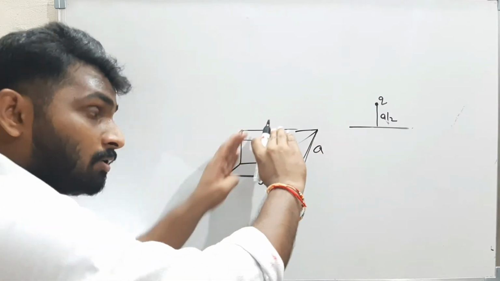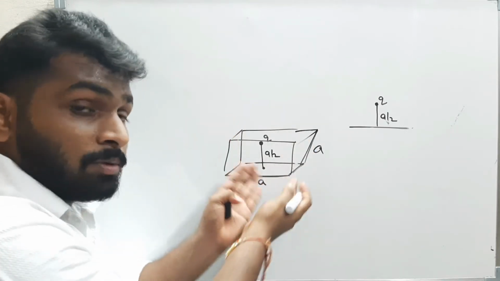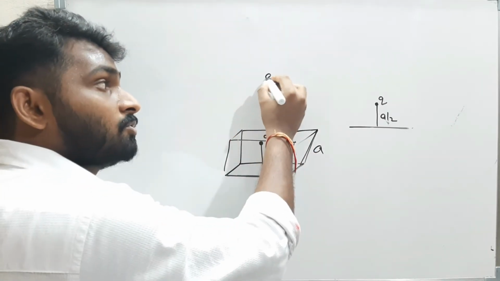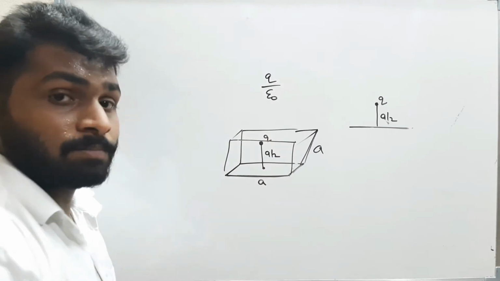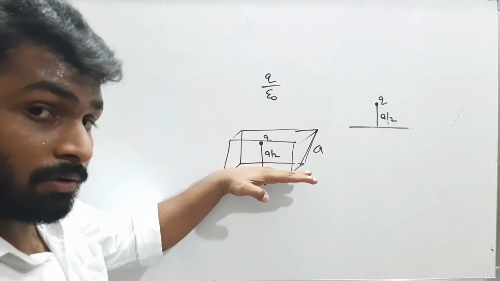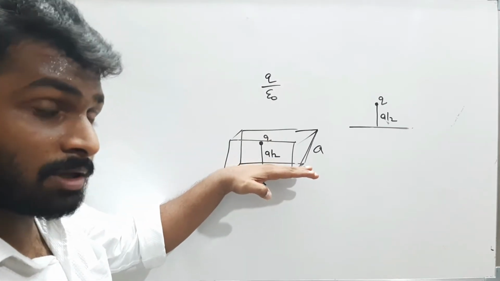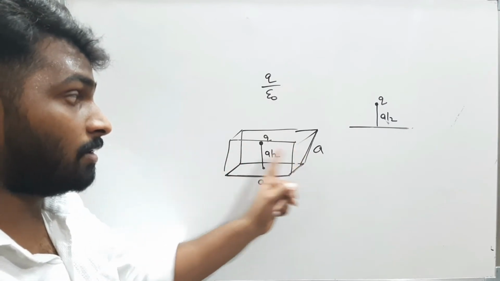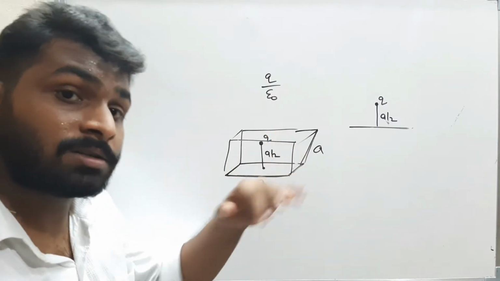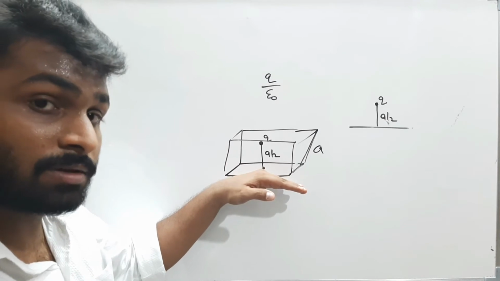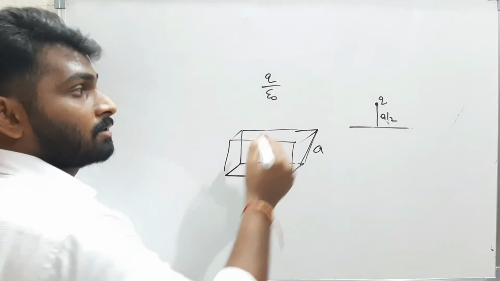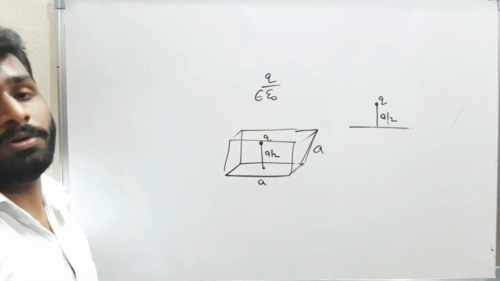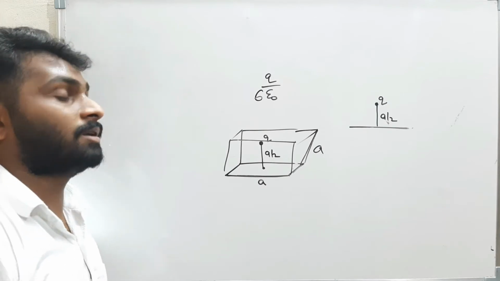Now for the whole cube, what is the flux? That is Q by epsilon naught. But for only one plate, one side, you have to find how much. How many sides are there? 1, 2, 3, 4, 5, 6. Six sides are there. The flux through one side is Q by 6 epsilon naught. I think that is clear.